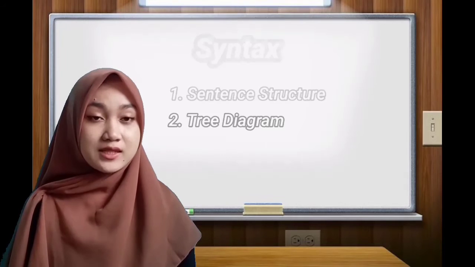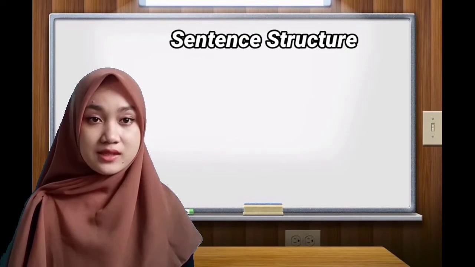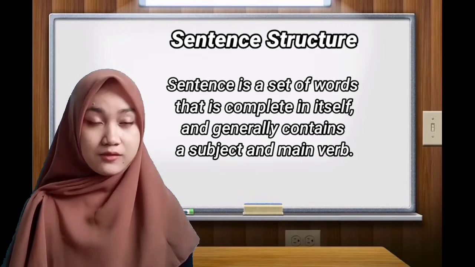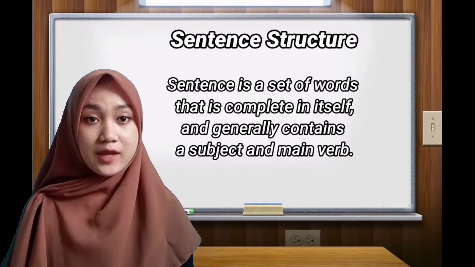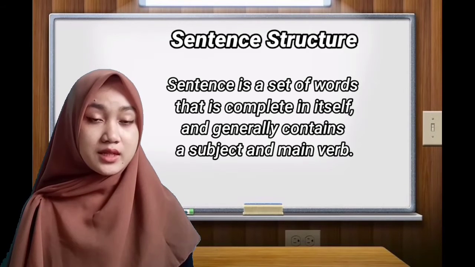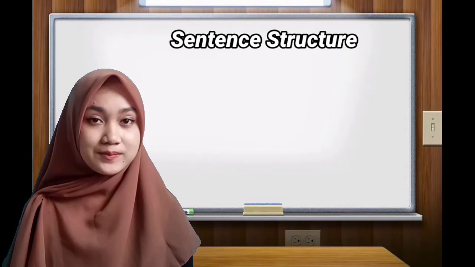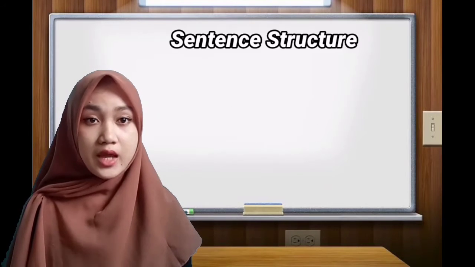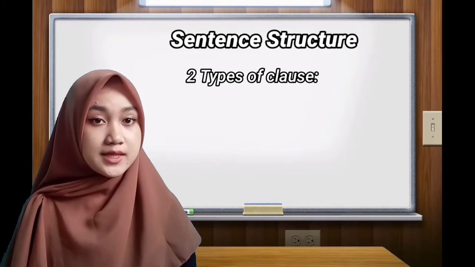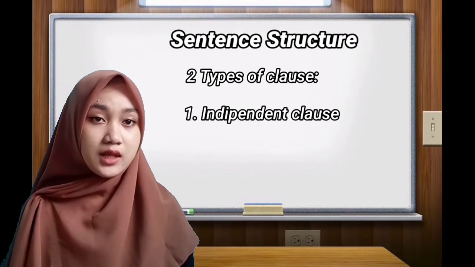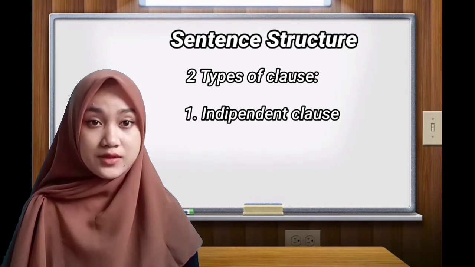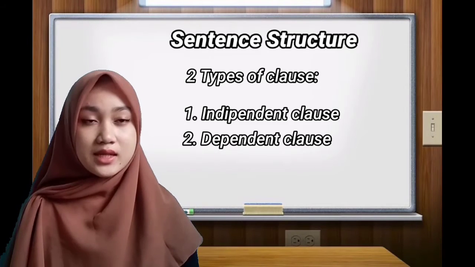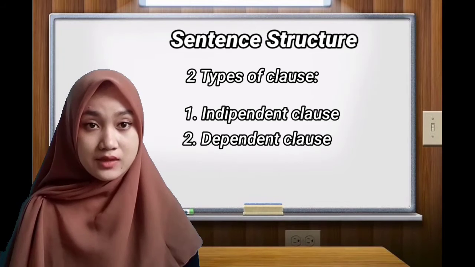So let's start with the first, sentence structure. What is a sentence? A sentence is a set of words that is complete in itself and generally contains a subject and main verb. A sentence also contains correct punctuation. A clause is a group of words that contain a subject and a verb. There are two types of clause. First is independent clause. That is a type of clause that makes sense on its own as a sentence. And the second is dependent clause, a type of clause that does not make sense on its own as a sentence.